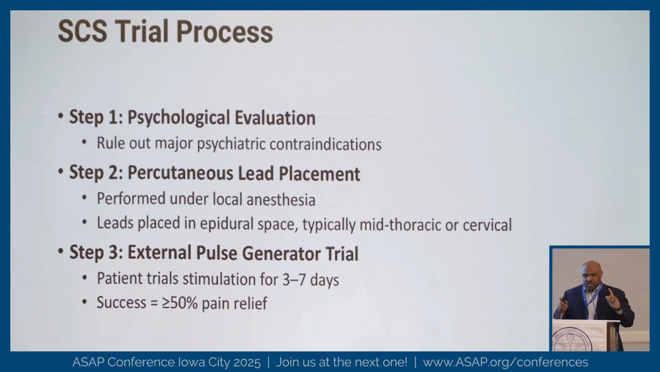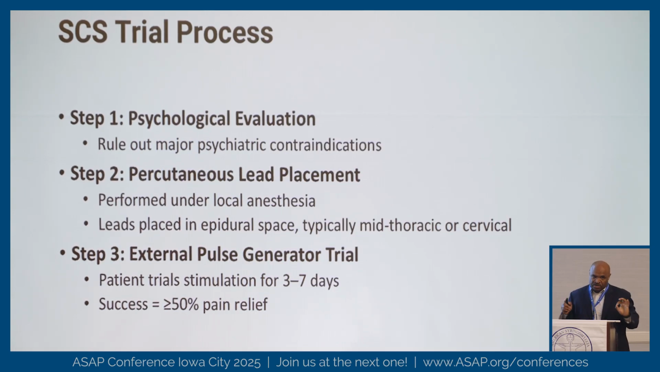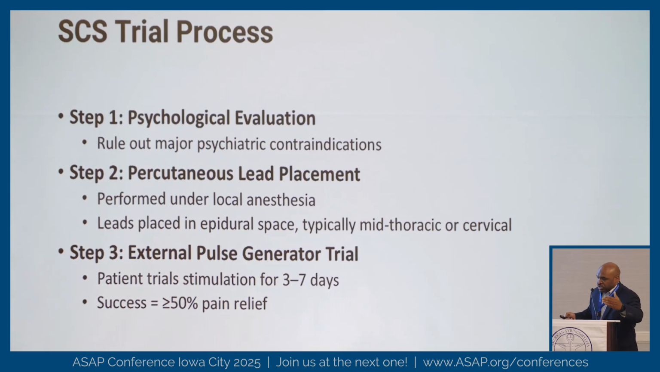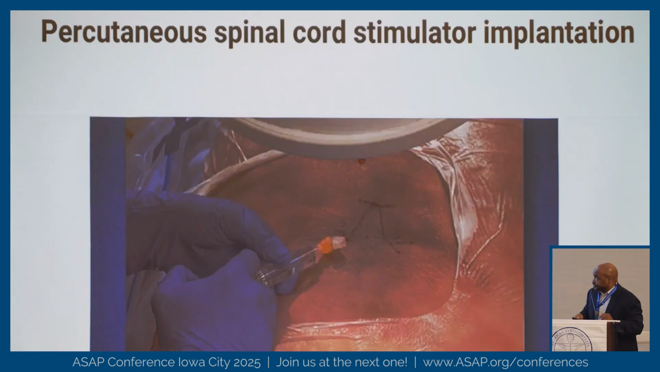Okay, so what are the steps leading up to getting that intervention? Well, a psychological evaluation. If you have untreated anxiety, untreated depression, this is not going to work very well, so you want to get that taken care of first. You'll get a trial done where you have a lead placed, and you have maybe 3 to 7 days of a trial and see how it goes. The lead's placed in the epidural space, and if you have a spinal cord syrinx, it's placed in the neighborhood of the syrinx. Okay, if you get more than 50% pain reduction, you could go into a permanent implant.